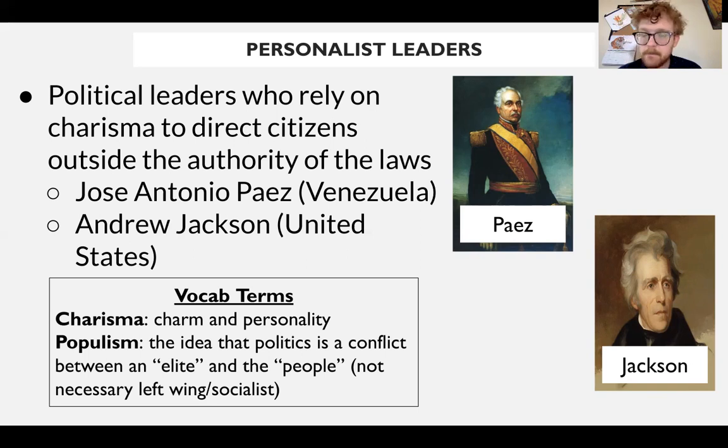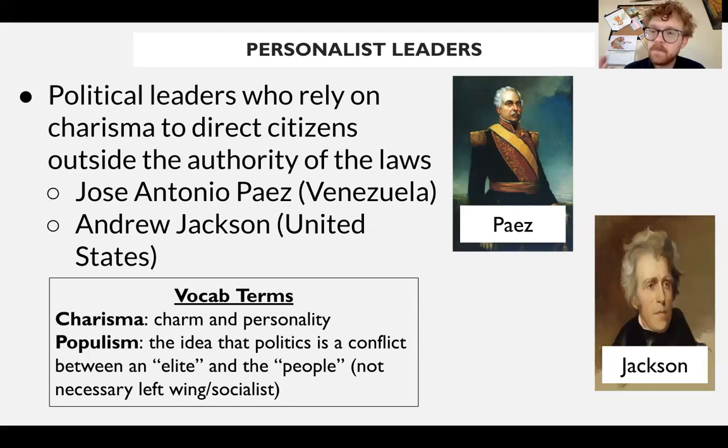Paez is a politician, a former general, I should say, from Venezuela. He was in the fight against Spain during the independence wars. He was born uneducated. He was a frontiersman. He was poor. And he rose through the ranks through the war for independence. He became a prominent guerrilla general.